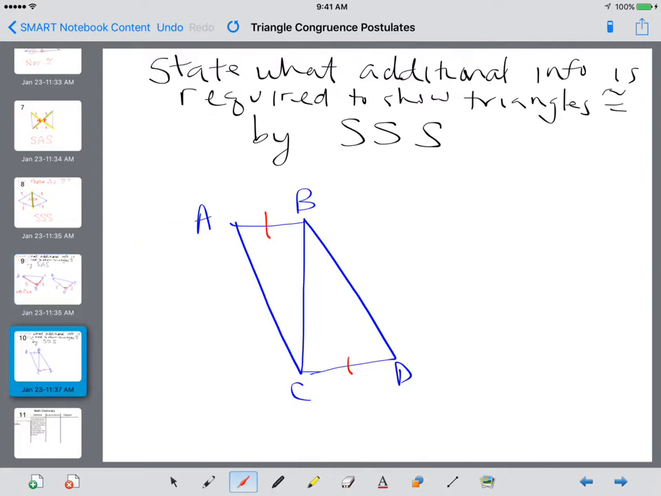Last example. State what additional info is required to show triangles congruent by side-side-side. Well, as I look, these 2 triangles share the side BC. So that's something that we uncovered. It's not anything that we need to know. It's not any additional information. We know that we have 2 sides. The third side that we're missing would be side AC needs to be congruent to side BD.